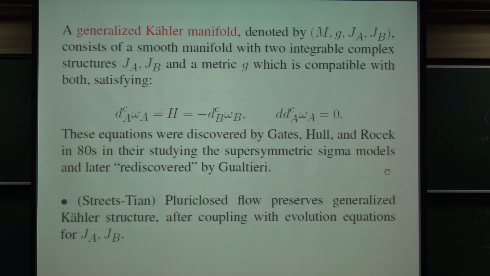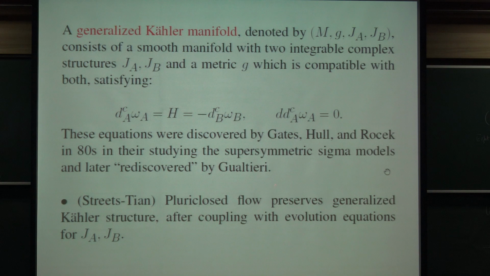Okay, so generalized Kähler structure was first discovered by physicists, because it comes out from duality, by Gates, Hull and Roček in the 80s. They were studying supersymmetric sigma models. Later it was rediscovered by Gualtieri. Okay, so what is this generalized Kähler-Ricci flow?